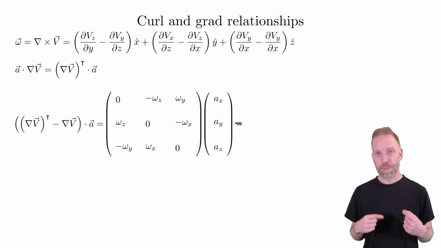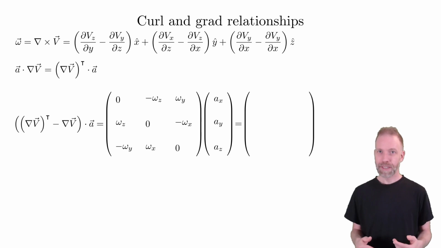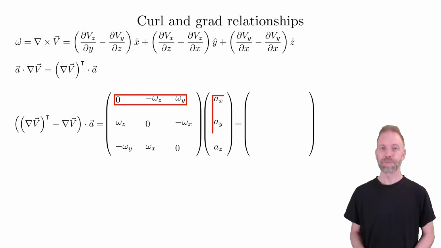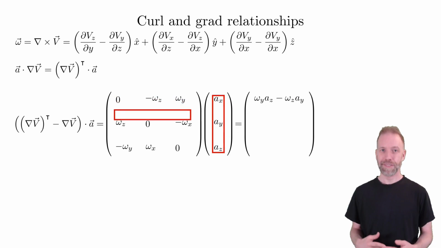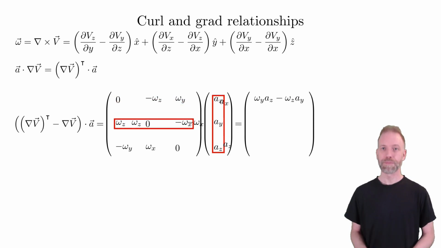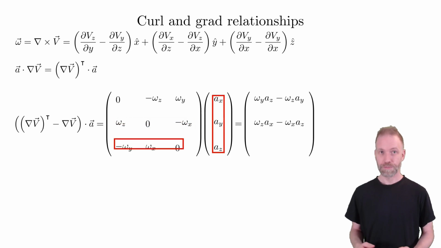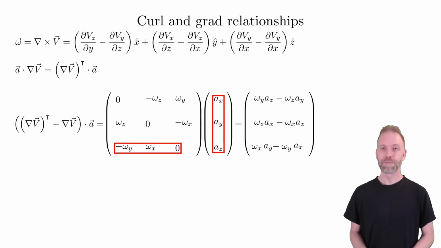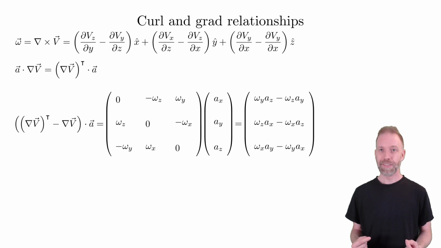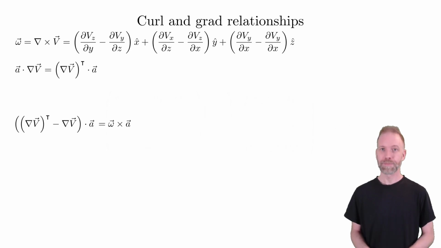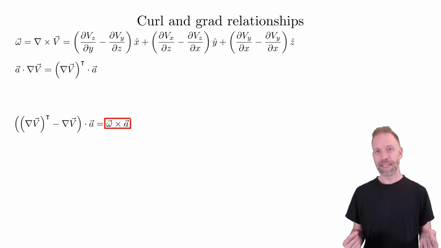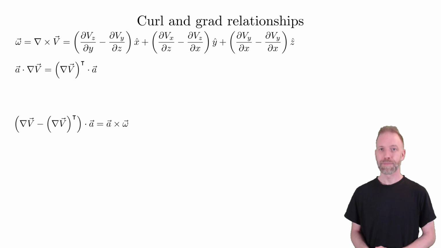Now we can perform the matrix multiplication. Start with the first row. Continue with the second row. And the third row. The final vector is omega cross A. Let omega and A swap places. And replace omega with the curl of V.